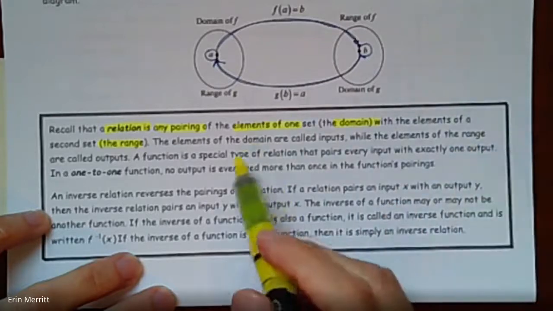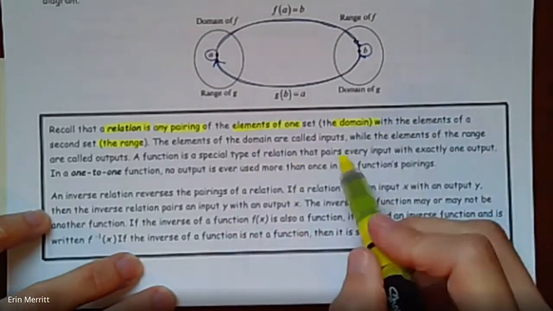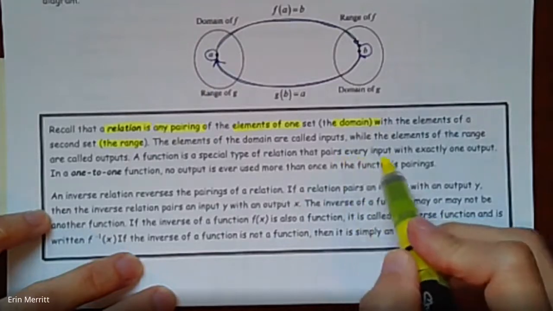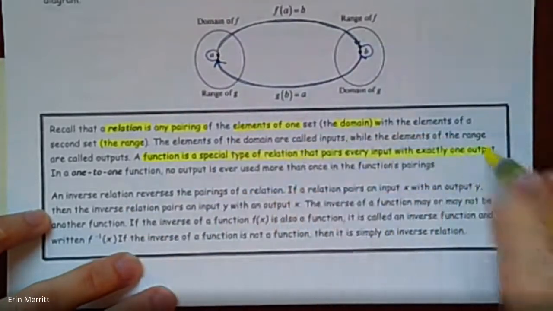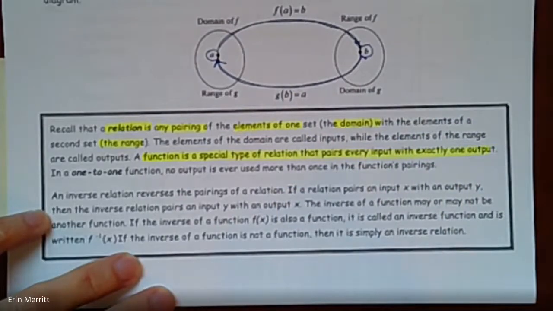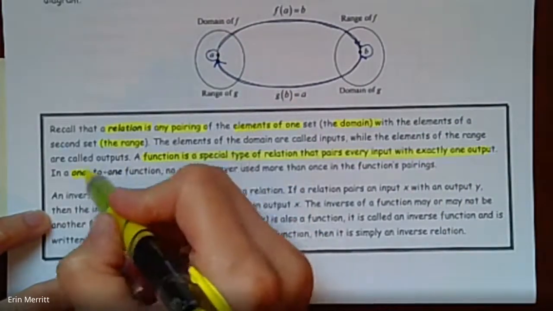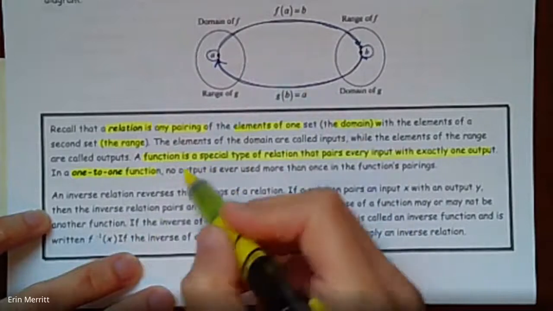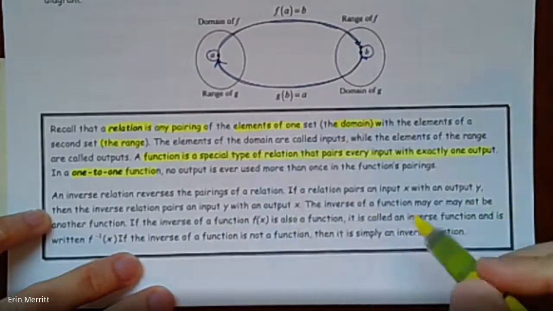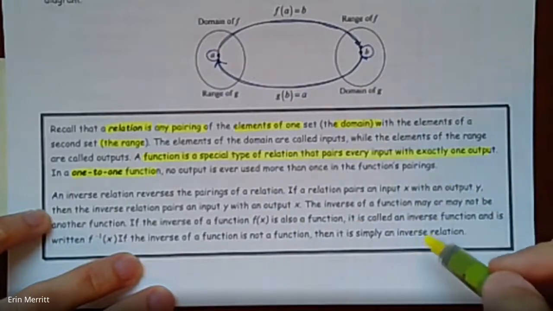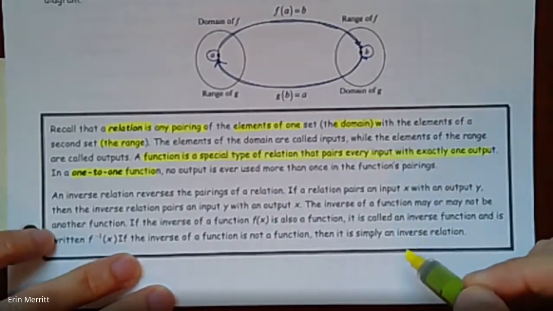A function is a special type of relation that pairs every input with exactly one output. So this we know. Then we talked the other day about a one-to-one function, right? And that's where no output is used more than once in the function's pairing. So no repeated y's. That's basically what that one's talking about, right?